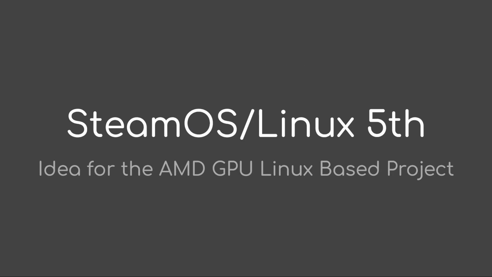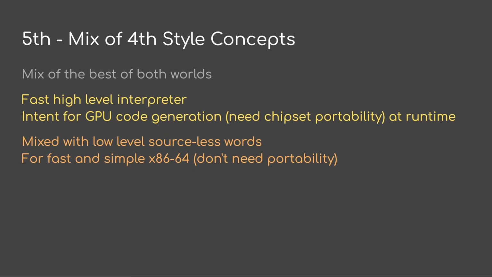So thinking ahead on the SteamOS/Linux project that I'm working on, effectively I'm building an AMD-only solution. I don't really have a name for this project, so I'm going to call it Fifth. I think for Fifth, I want a mix of various Forth-style concepts. And perhaps the best mix would be the best of both worlds. A fast, high-level interpreter that's intended for doing GPU code generation, where I need chipset portability at runtime, mixed with low-level sourceless words for the CPU side, for simple x86-64, where I don't need portability at this time.